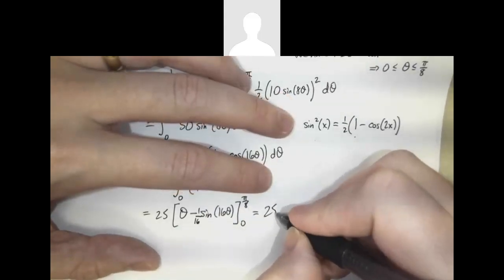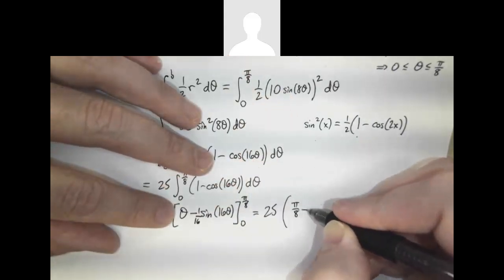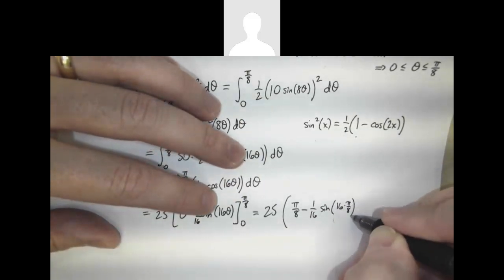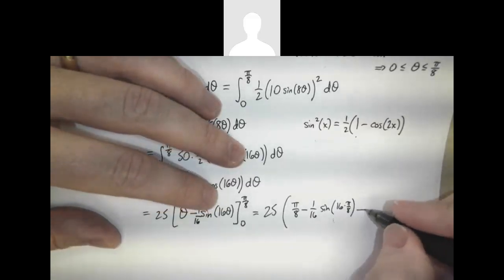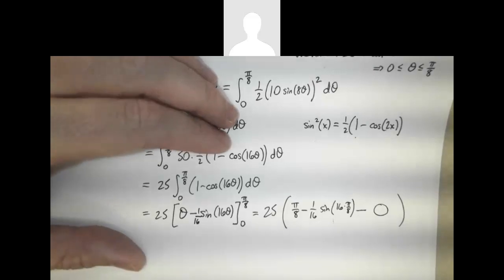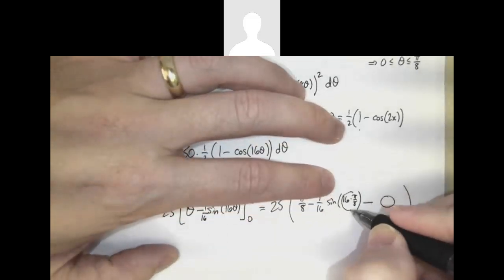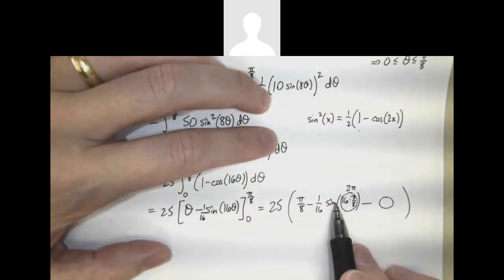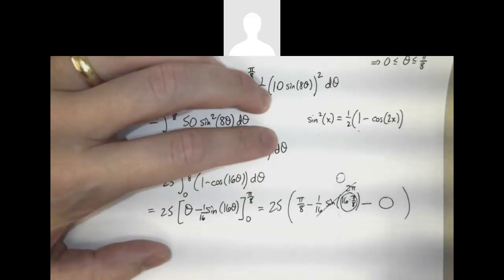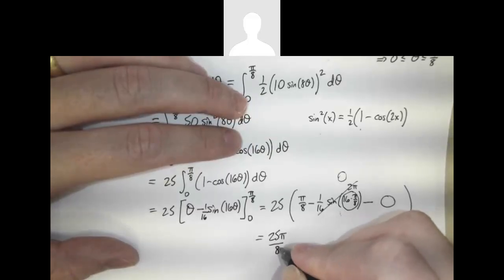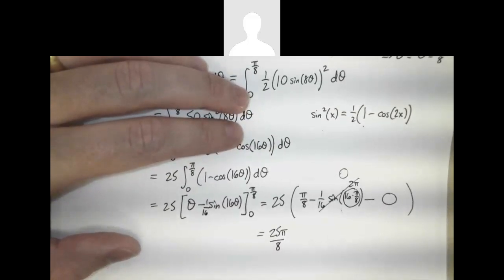So let's plug these numbers in. Plugging in pi over 8, we get pi over 8 minus 1/16 sine of 16 times pi over 8. Okay, and then minus, when I plug in 0, of course I get 0 here. And then sine of 0 is also 0. So I get 0 for both of those. Now let's see here, 16 pi over 8, that's 2 pi, right? So in fact, sine of 2 pi is also 0. That is 0. So I'm left with 25 pi over 8. So that would be the area of one leaf of the rose.